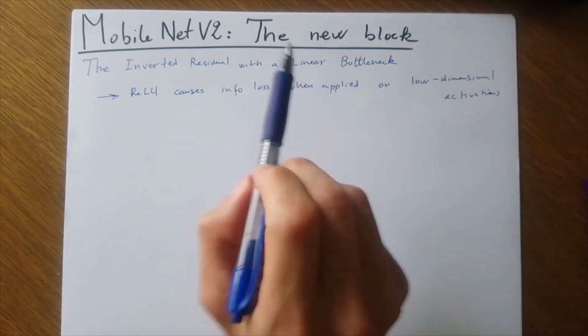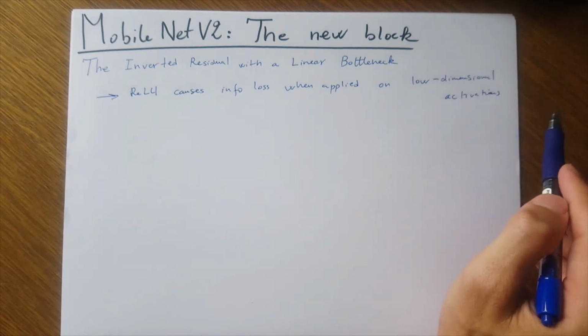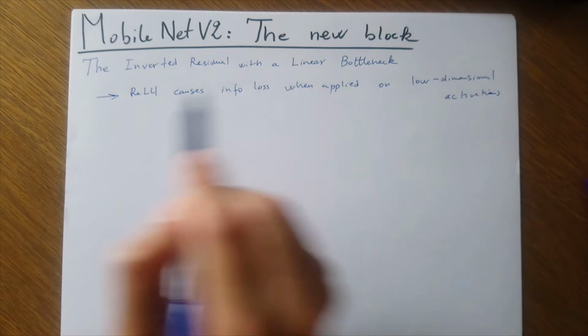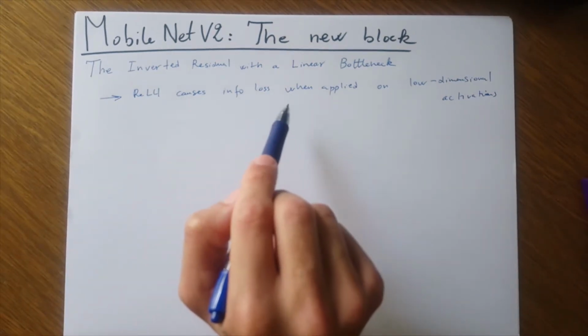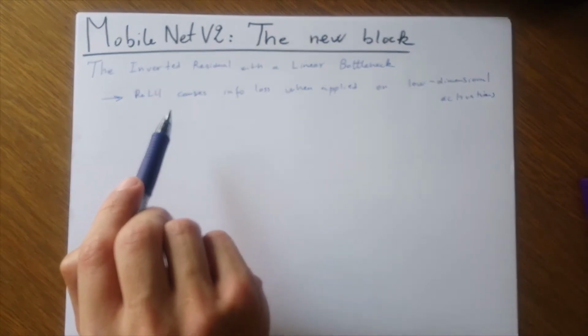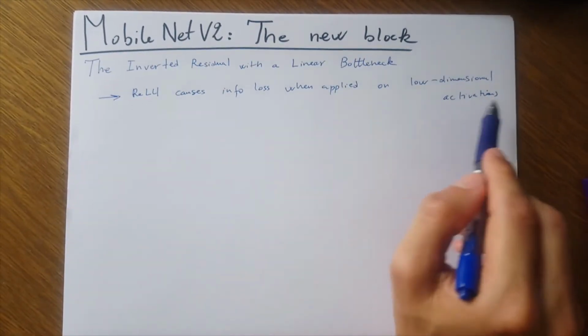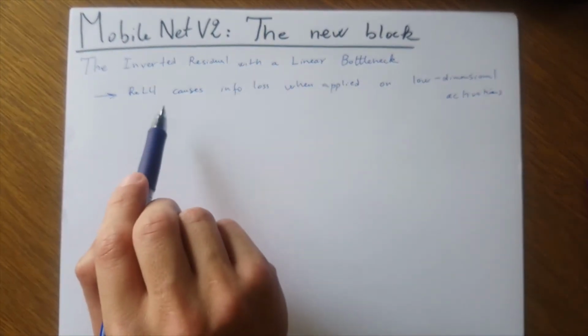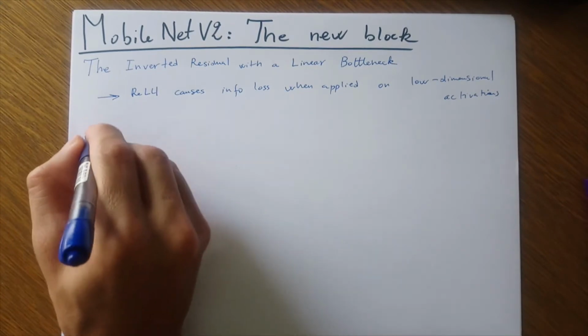Low dimensional in this context means a low number of channels, right? So ReLU preserves information only if it is applied on a high dimensional activation, that is an activation with a high number of channels. If it is applied on a low dimensional activation, then we would get an information loss. So this was the first key.